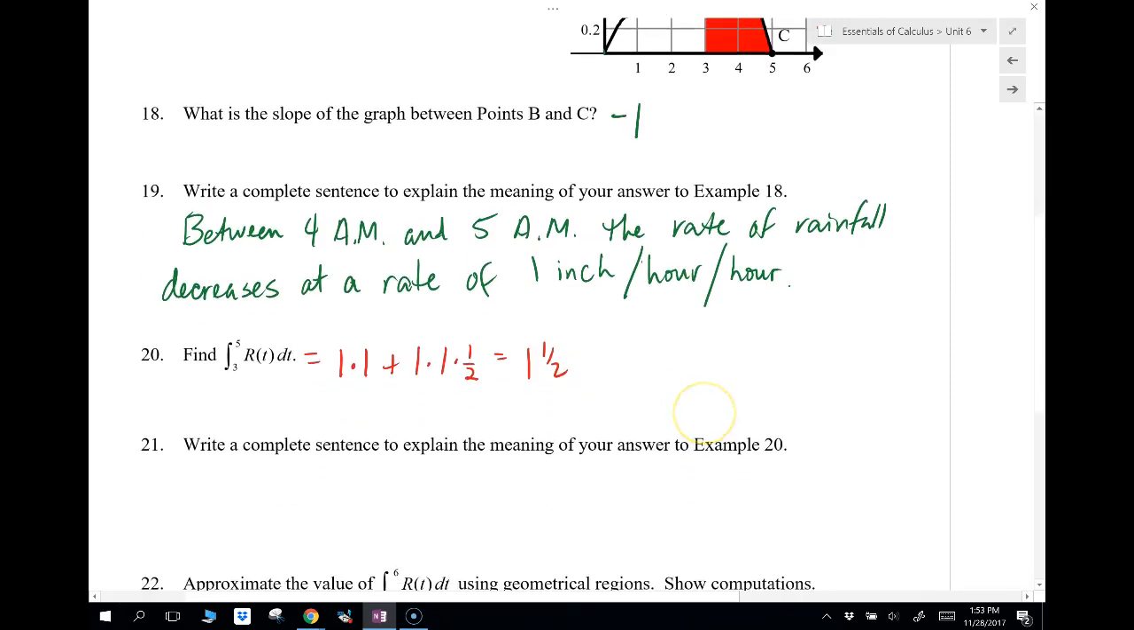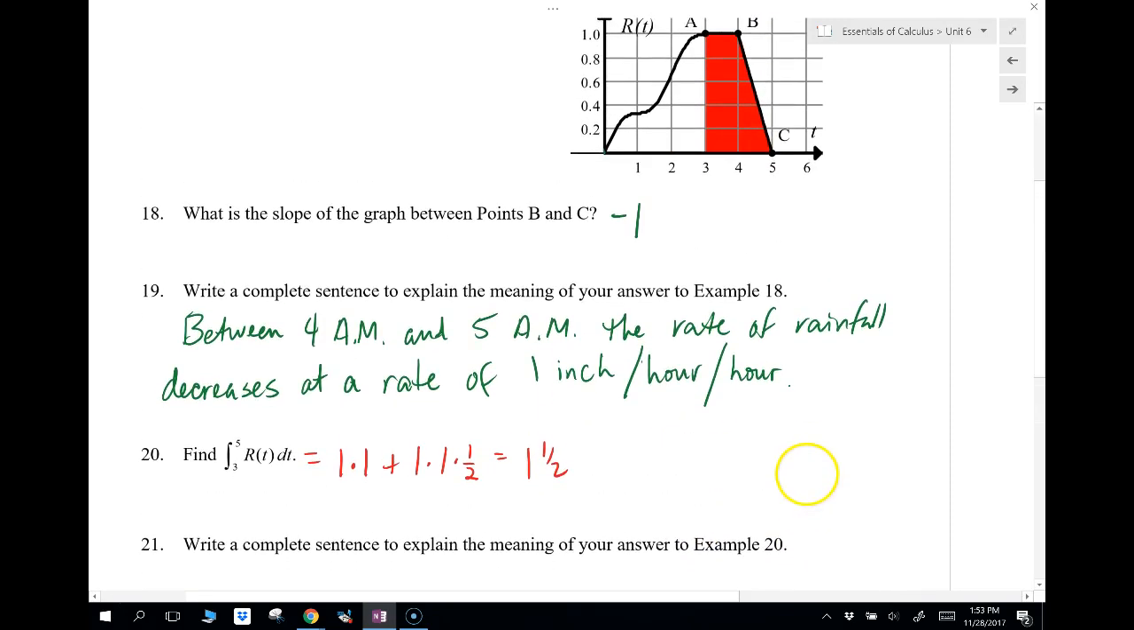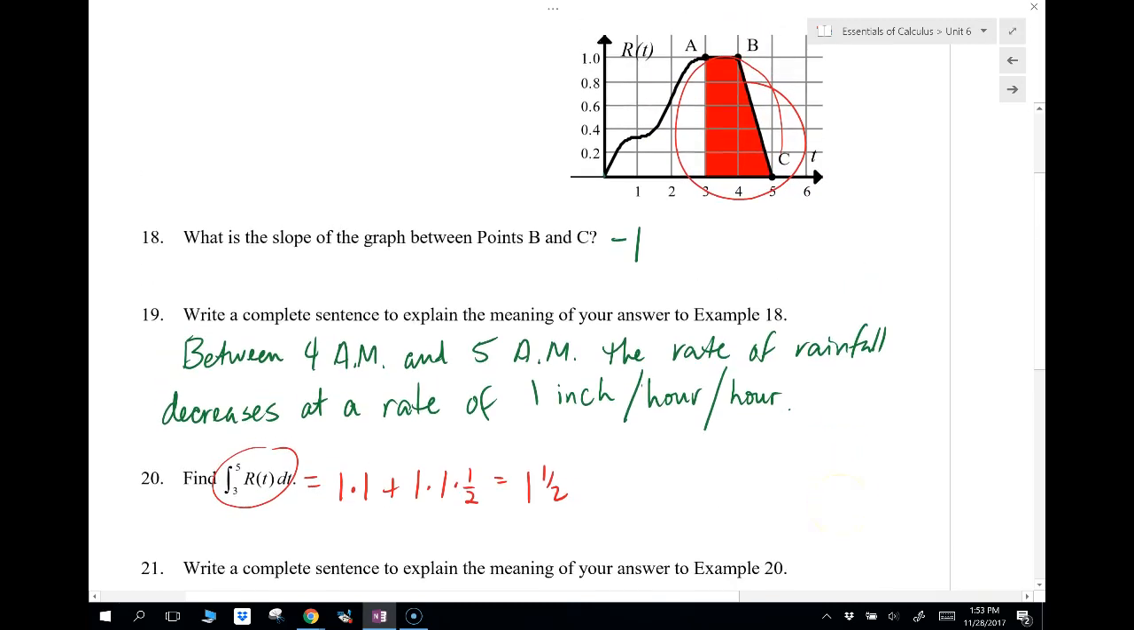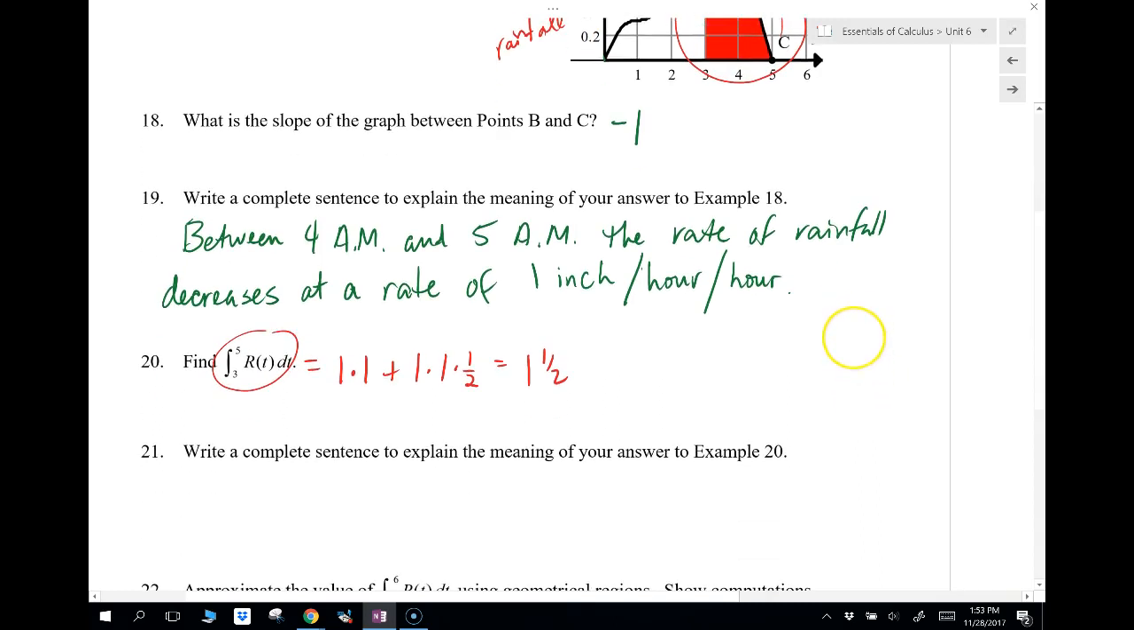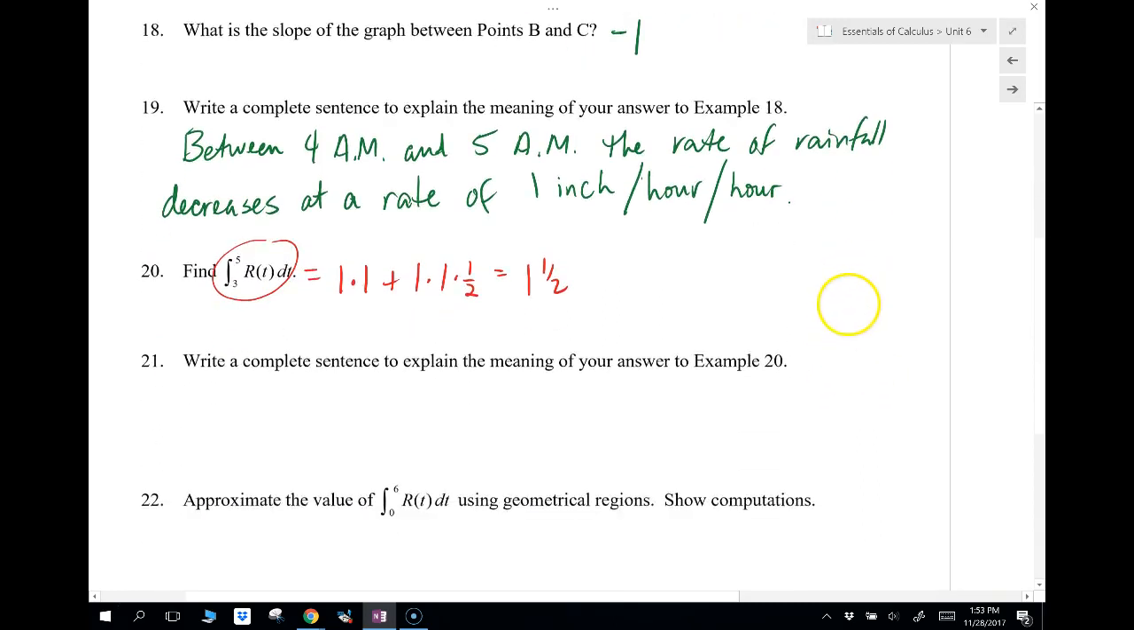Write a complete sentence and explain the meaning of your answer in example 20. So what does that mean? What does this integral mean? Remember, it's the accumulation between 3 and 5 a.m. So think about this: this was the rate of rainfall. Then what's underneath the curve is the accumulation of the rainfall.